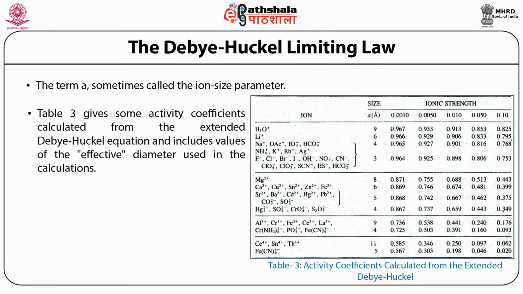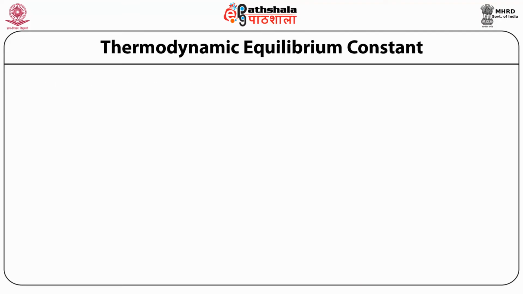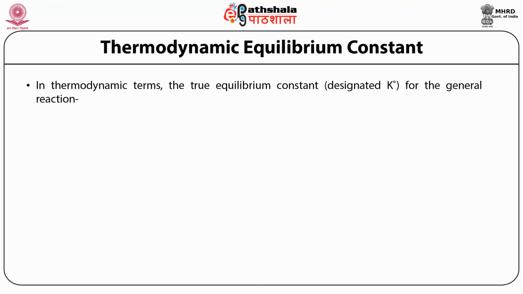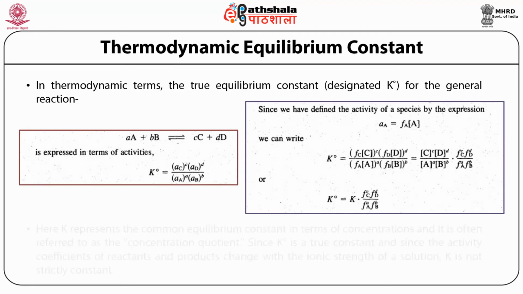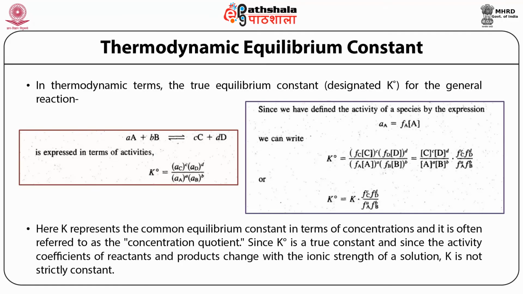Here the table gives some activity coefficients calculated from the extended Debye-Huckel equation and includes values of the effective diameter used in the calculations. Now we discuss the thermodynamic equilibrium constant. In thermodynamic terms, the true equilibrium constant, designated K naught, for the general reaction is depicted here by the equation. Here K represents the common equilibrium constant in terms of concentration, and it is often referred to as the concentration quotient. Since K naught is a true constant and since the activity coefficients of reactants and products change with the ionic strength of a solution, K is not strictly constant.